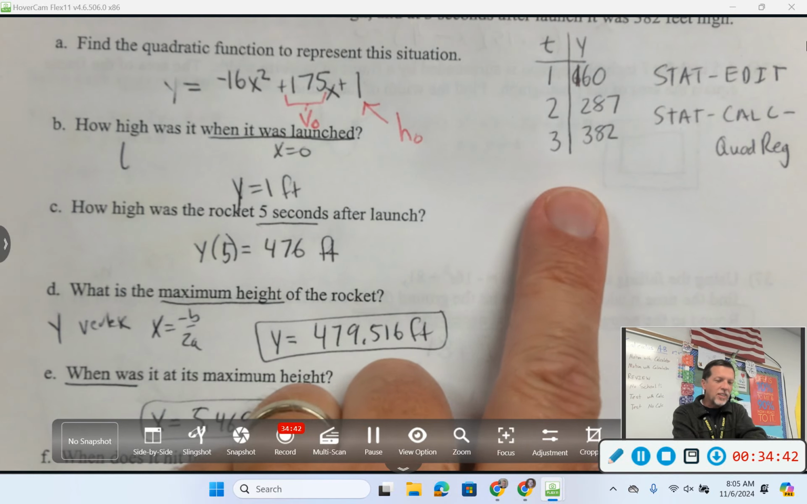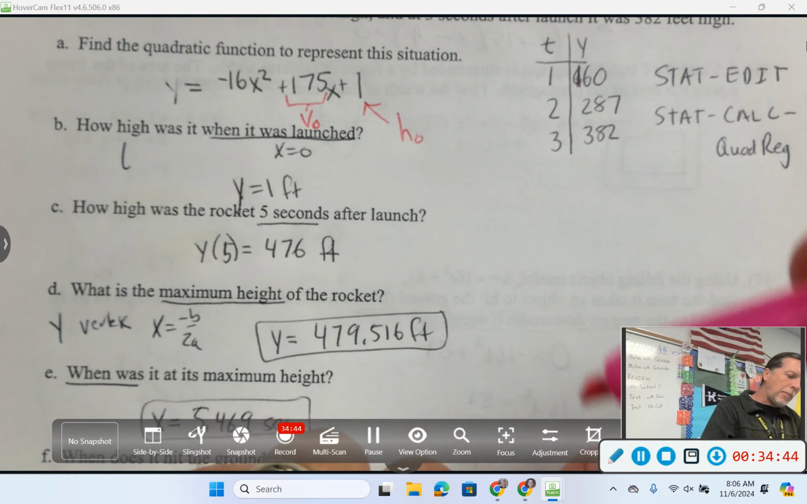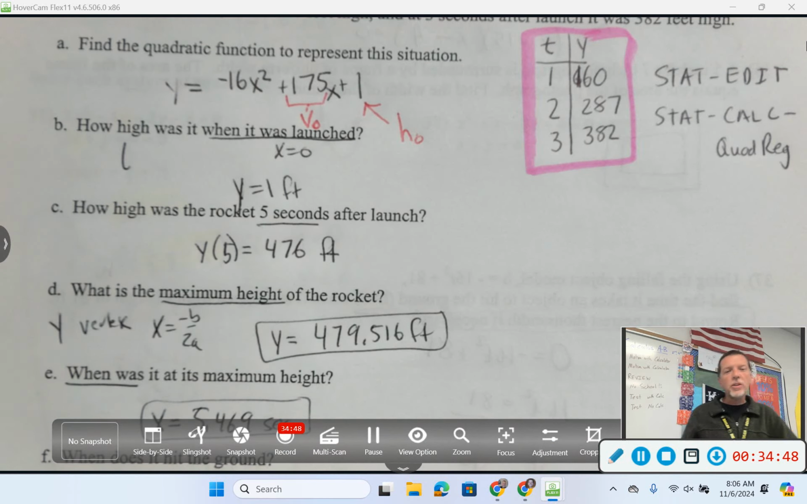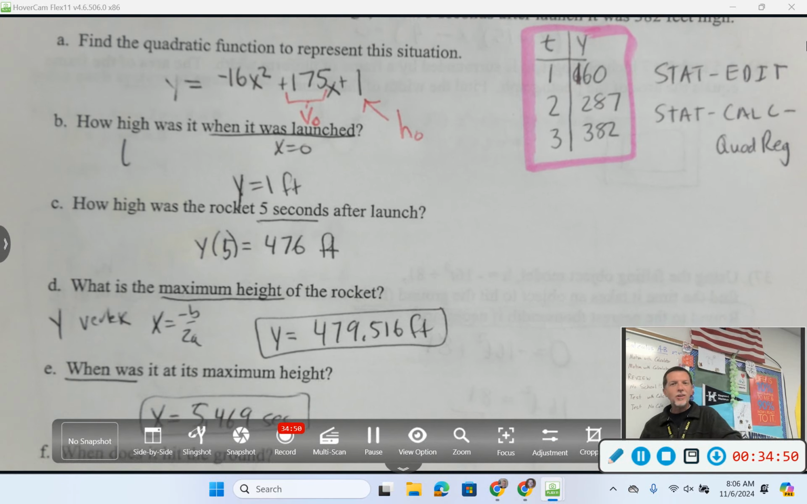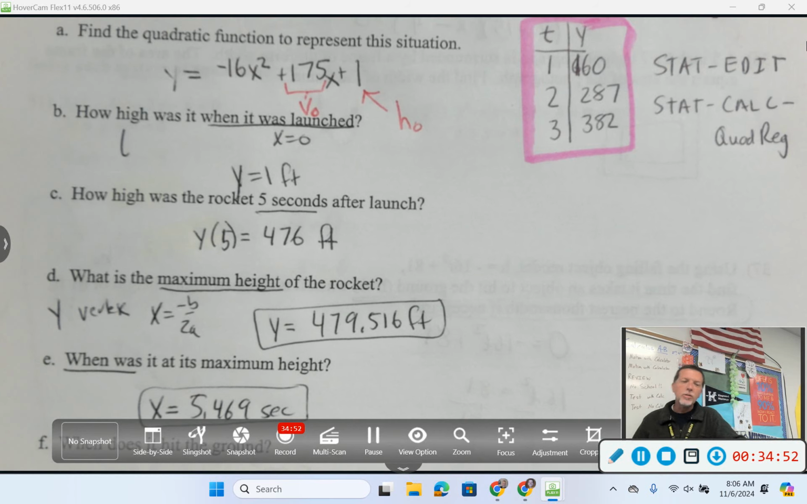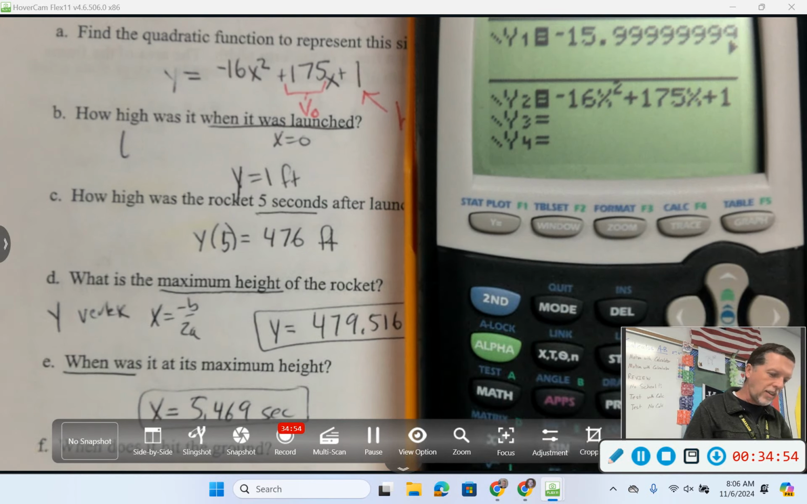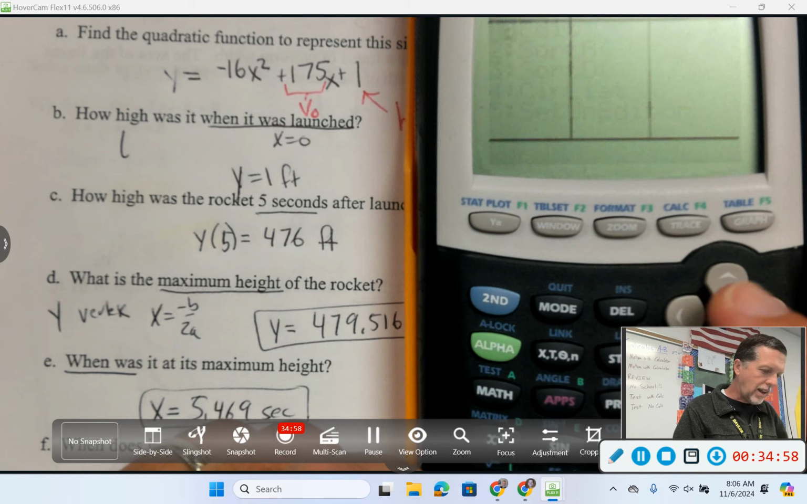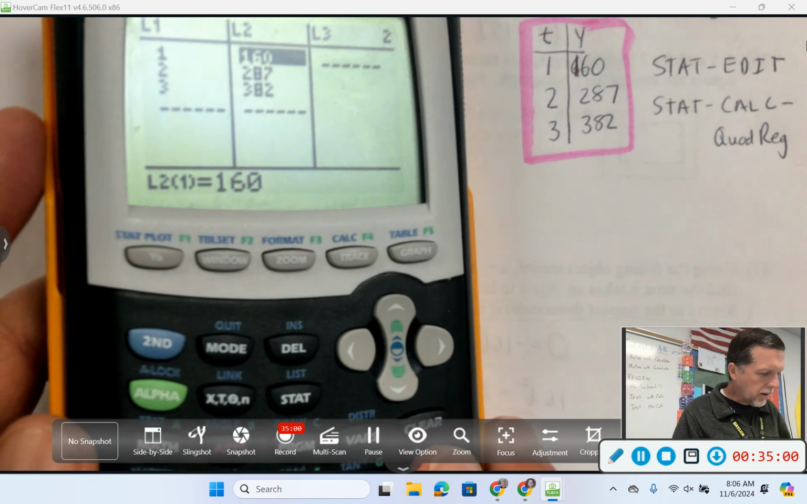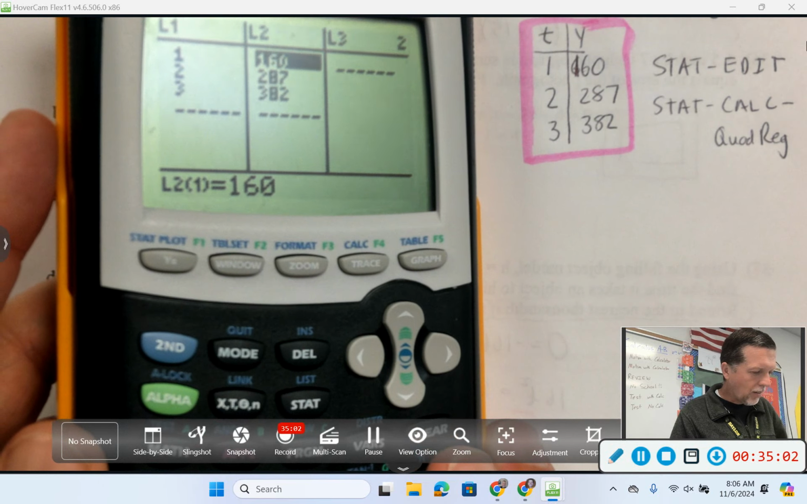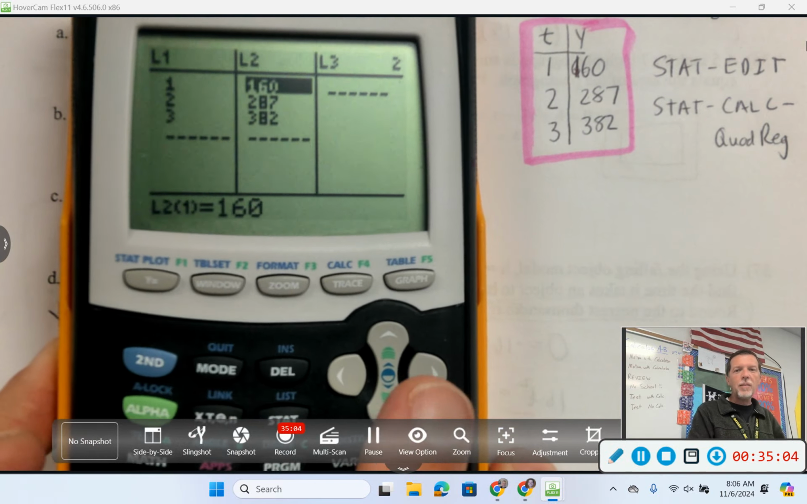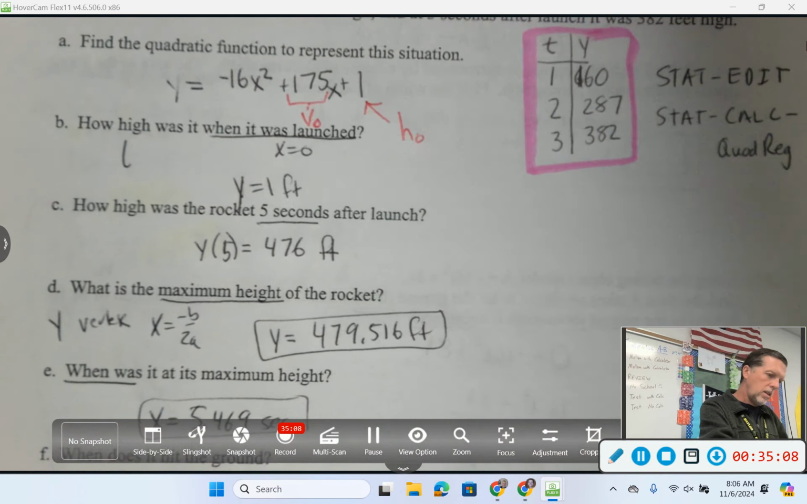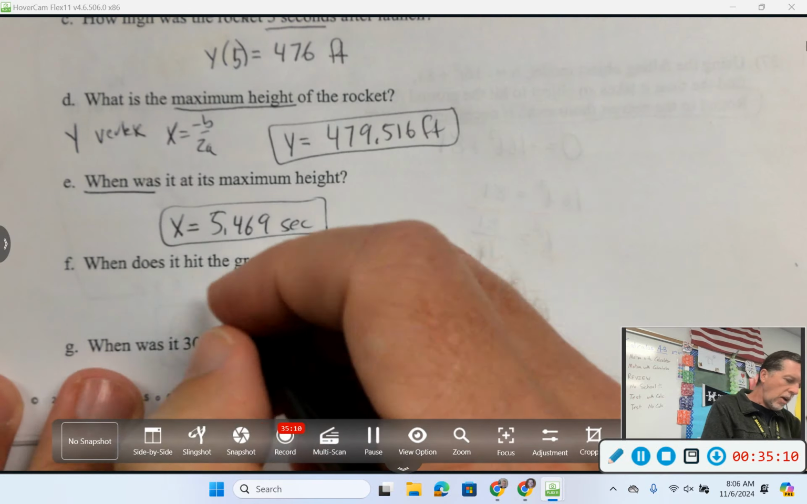Speaking of punching things in wrong, what's going to happen if you type in one of these initial data points wrong? Your equation's wrong. Your whole thing is messed up. So you've got to make sure that that's in there correct. Maybe if you're getting weird answers, you go back and look. Stat, edit. 1 is 160, 2 is 287, 3 is 382. So I feel good about my answers. Press delete. And I go back to it. Well, it's not zero.